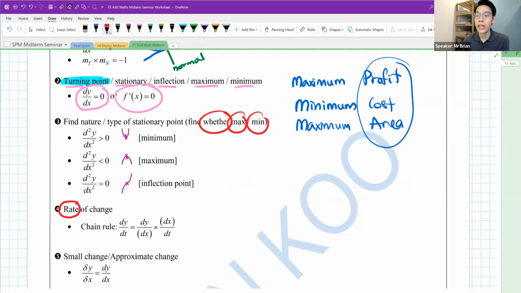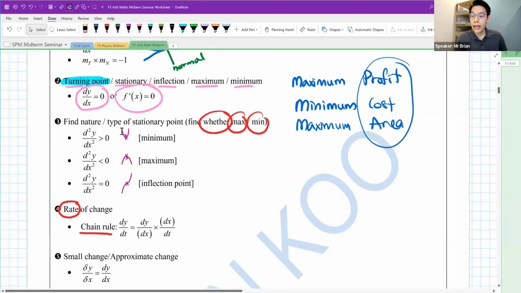I see rate. If chain rule is not in your working, confirm I know you did something wrong already. If I see the word rate and there's no chain rule in your working, 100% wrong. 100% something has gone wrong if you didn't apply chain rule. In some way or another, you have to apply chain rule.